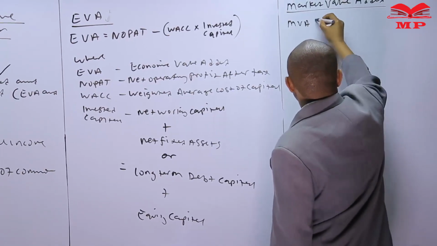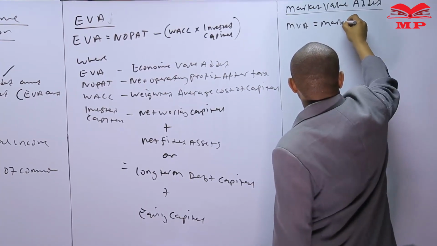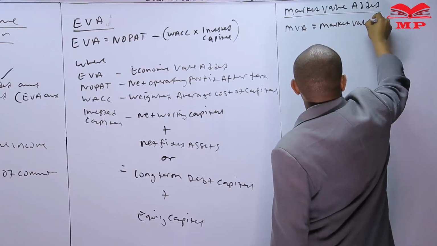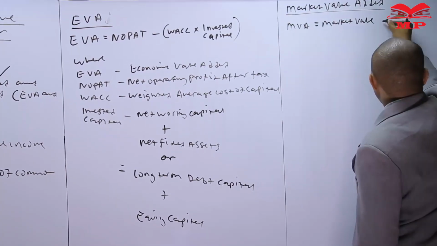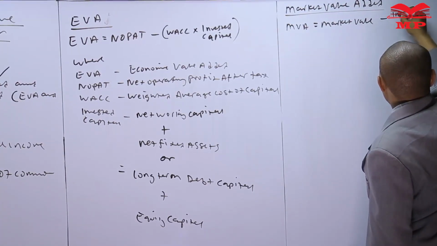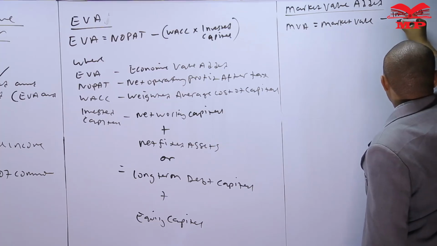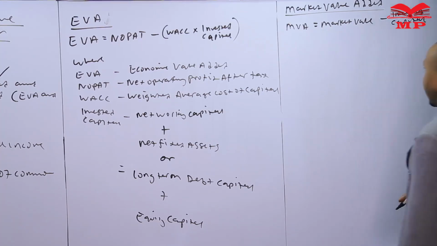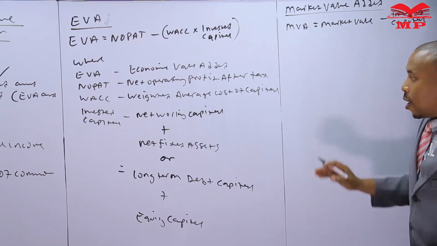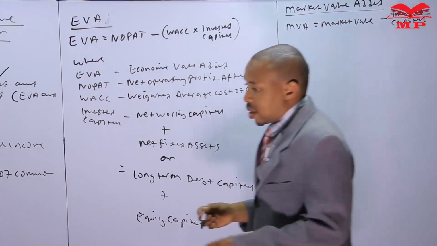MVA is given as market value, then you less the invested capital component. Plain and simple. Now, to try and demonstrate this, let's look at an example.